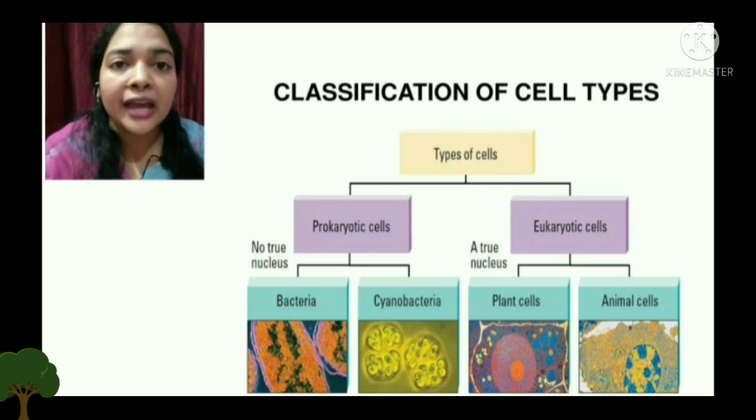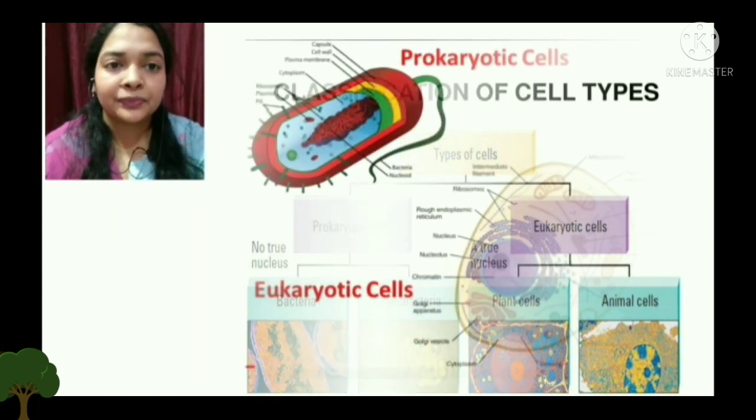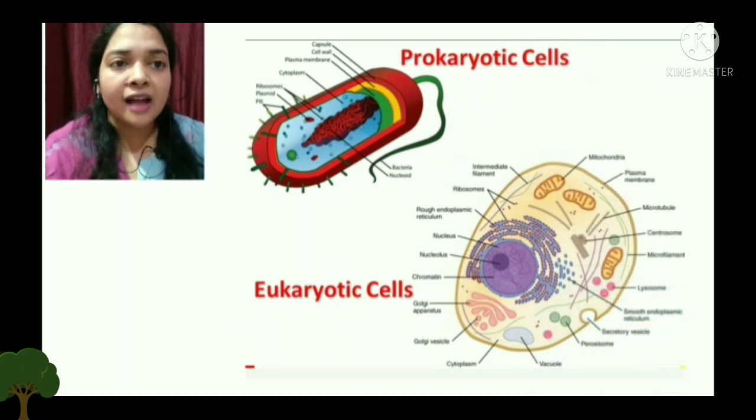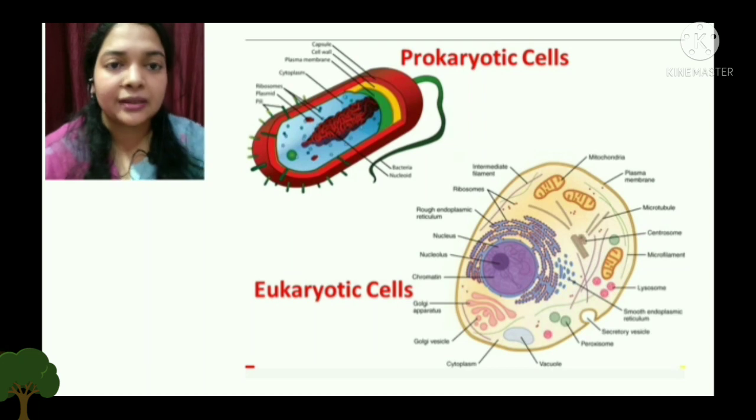Second, eukaryotic cell. Eu means true and karyo means nucleus. So a cell which has true nucleus is known as eukaryotic cell. For example, animal cell and plant cell. These are the pictures of prokaryotic cell and eukaryotic cell.